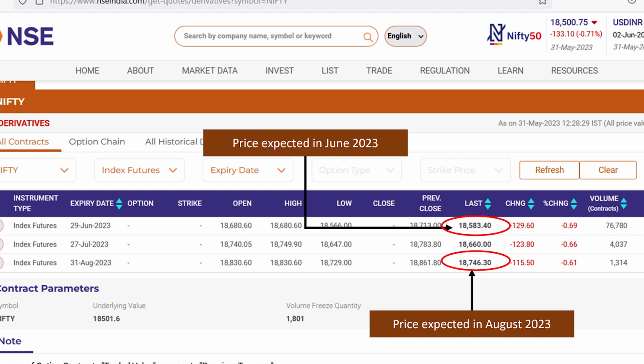We find that these contracts are being traded at different prices. These prices are 18,583.40 for the contracts expiring in the month of June, 18,660 for the contracts expiring in the month of July, and 18,746.30 for the contracts expiring in the month of August 2023, which means that the market players are expecting the NIFTY 50 to be 18,583.40 in the month of June, around 29th of June, and then 18,746.30 in the month of August, around 31st of August, which is the last Thursday of August.